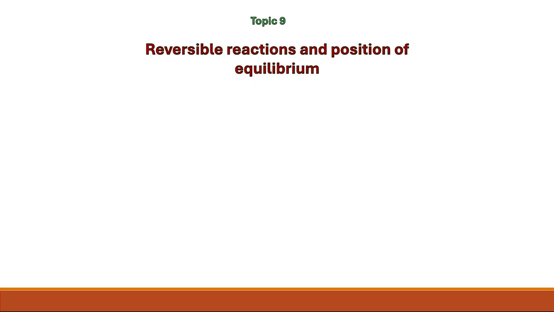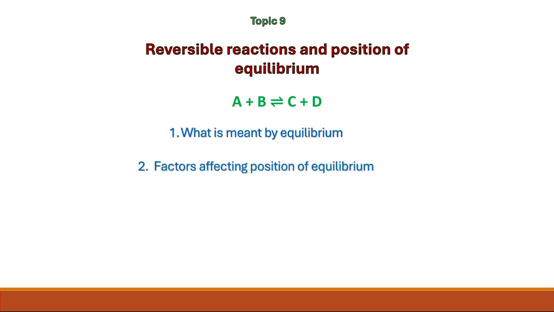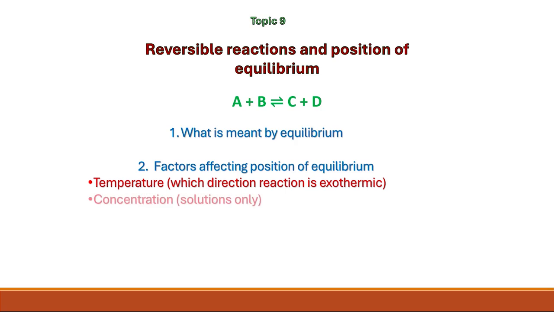Reversible reactions and position of equilibrium. You should be able to know what is meant by equilibrium and when equilibrium is reached. You should know the factors that affect the position of equilibrium. These are the temperature, which depends on which direction is exothermic and which one is endothermic, concentration in case of solutions only, and pressure in case of gases only, and the pressure will depend on the number of moles of reactants and the number of moles of products.